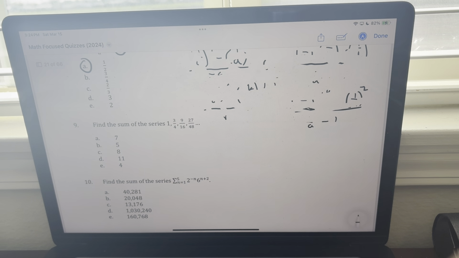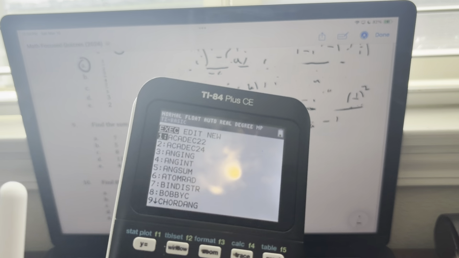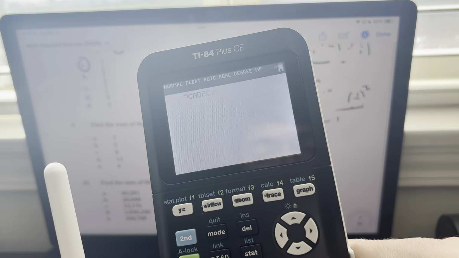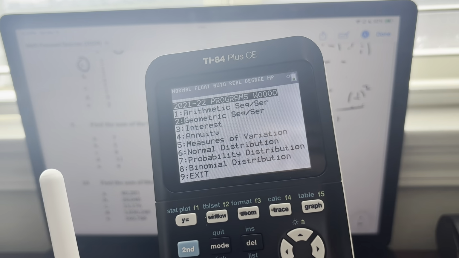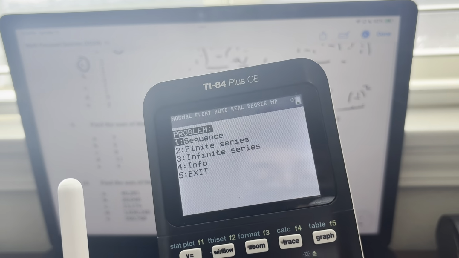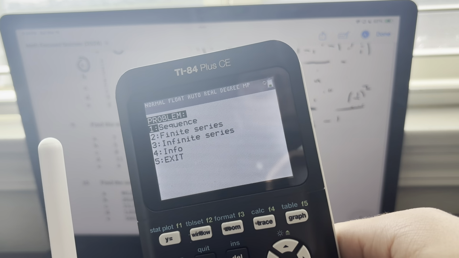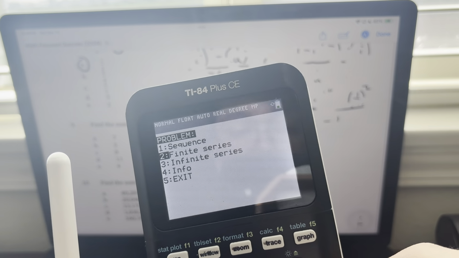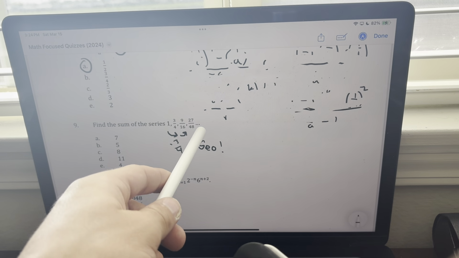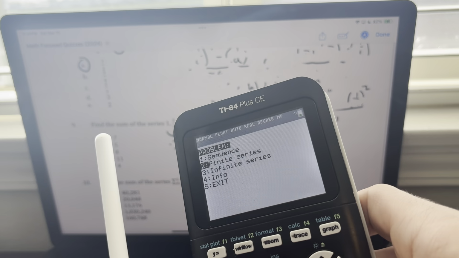Okay, next up, we got a bit of an easier one here. Notice, multiplying by 3/4 every time. Okay, so multiply by 3/4, which means it's a geometric sequence. And this means we can use our program. So if we go to Academic 22, and then we do a geometric sequence series, we know we're trying to find the sum of a series. So it's a series, an infinite series, because notice that ... just means it keeps going onward and onward.